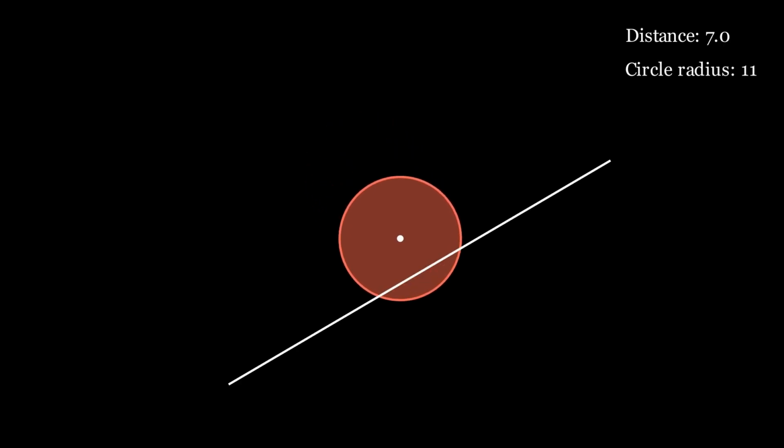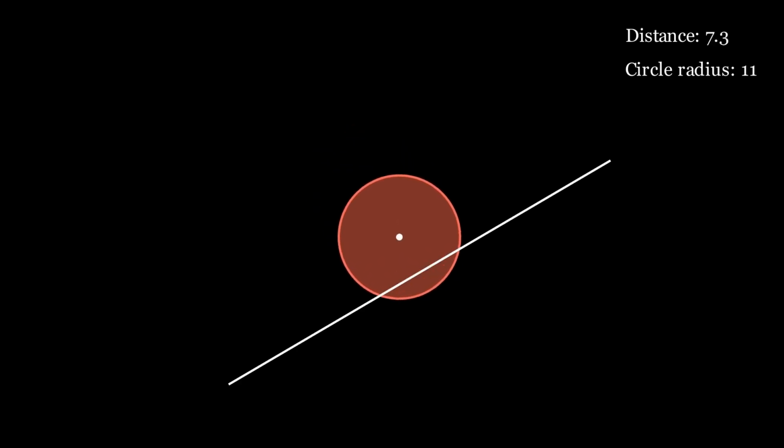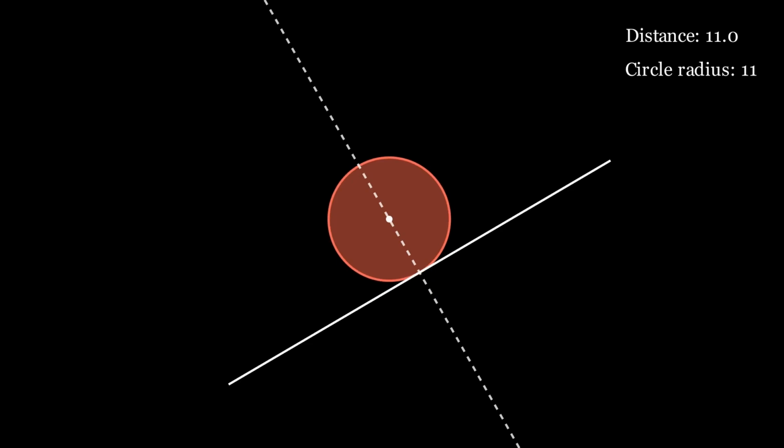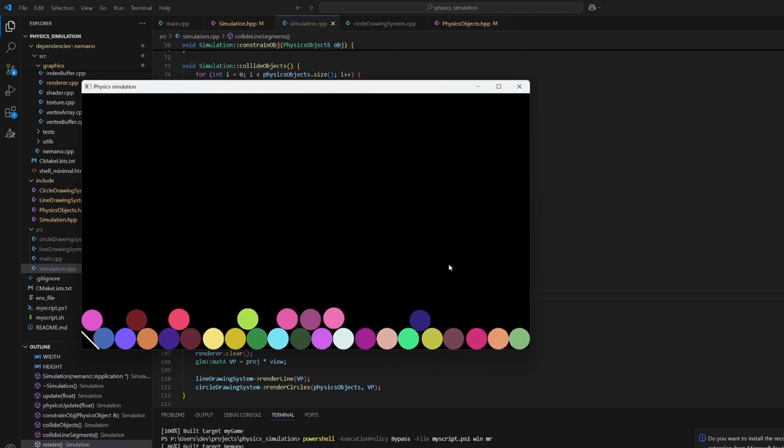The physics for line segments is very similar to the example with two circles. We first find the distance from the center to the closest point on the line segment. If this distance is smaller than the circle's radius, then it's colliding with the line segment. Otherwise, there is no collision. If there is a collision, we displace the circle by the overlap so it no longer touches the line segment. Yeah, nice. I think it's working. That looks normal.